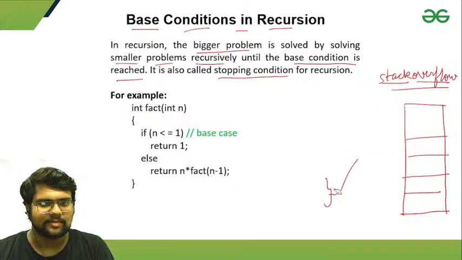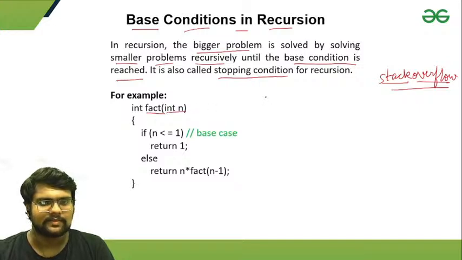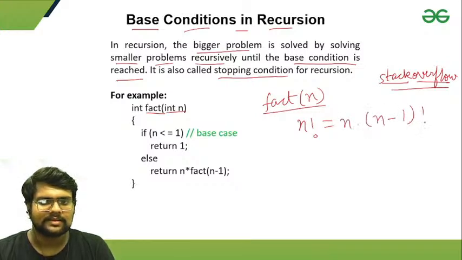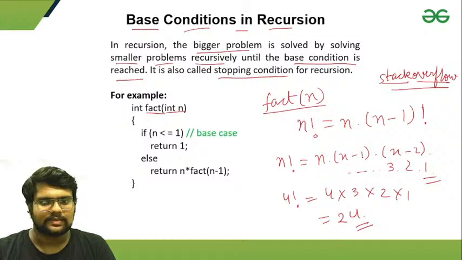So this is an example for factorial. We have one function fact of n, so we are calling fact of n. So this is the factorial function. The definition of factorial is something like this. It is the recurrence relation for factorial, and factorial is n into n minus 1 into n minus 2 and up to 3 into 2 into 1. So it is the multiplication of all the numbers from 1 to n. For example, 4 factorial would be 4 into 3 into 2 into 1. So it will be 12 into 2, it will be 24. So this is about factorial.